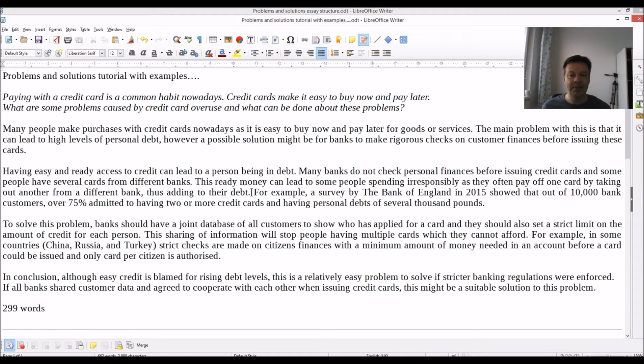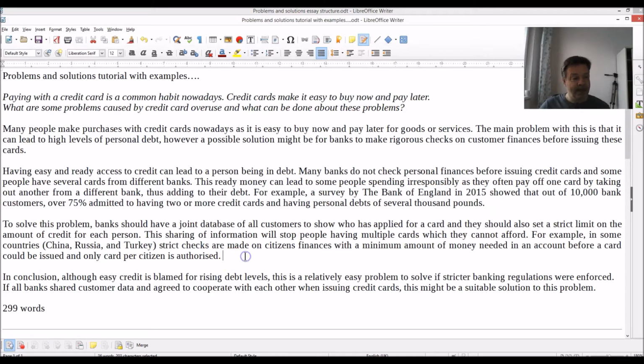For example, many people have more than 1 credit card and they get into lots of debt. Or a survey by the Bank of England in 2015 showed that out of 10,000 bank customers, over 75% admitted to having 2 or more credit cards and having personal debts of several thousand. Now, it should be obvious which of the 2 examples is a better one. So, make something up if you need to do so.